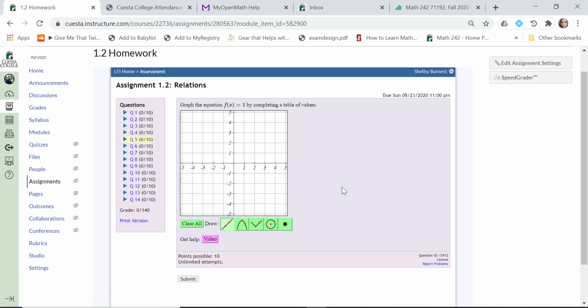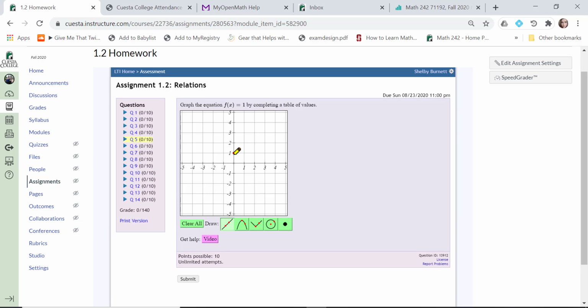1.2 would be the first graphing. Graph the equation f of x equals 1 by completing a table of values. Basically, what they want you to do is graph this line. It's going to be like having y equals 1, because y equals f of x is usually your y-axis. So when you see that f of x equals 1, that means that all of your outputs are equal to 1. I know it's going to be a line because we've seen in the module what vertical and horizontal lines look like. So this is going to be a horizontal line, y equals 1.